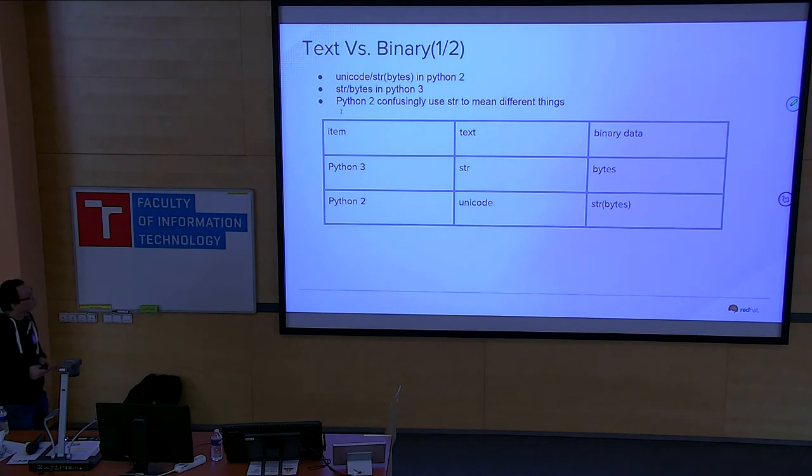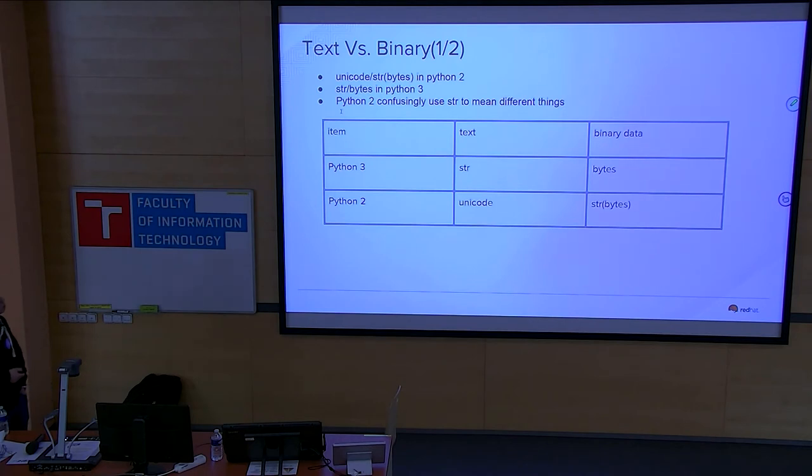From a developer's point of view, the largest change between Python 2 and Python 3 is the string handling. On Python 2, we confusingly use str to mean two different types of value. Sometimes it's text, sometimes it's binary. So on Python 3, we created separate types for the string: one is text, and the other is bytes.